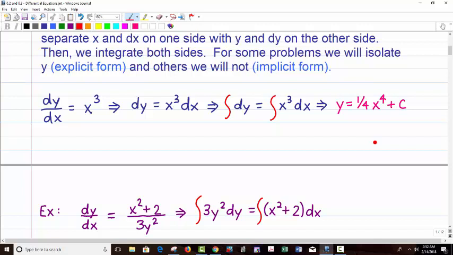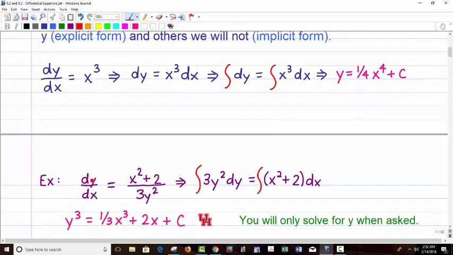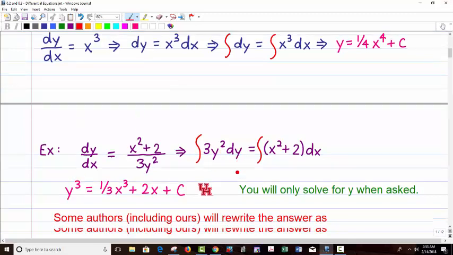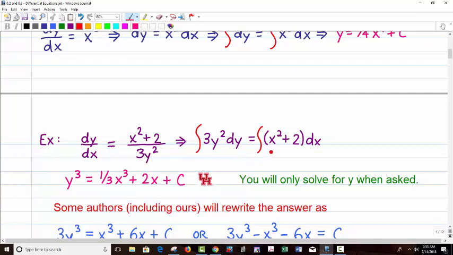dy dx equals x squared plus 2 divided by 3y squared. Now, this one's pretty easy to separate algebraically. You just kind of cross multiply, and you've got it in one step. So 3y squared dy, there we go. And this way you have x squared plus 2. And then you integrate both sides, so the antiderivative of 3y squared dy will be y cubed. And the antiderivative of x squared plus 2 would be 1/3 x cubed plus 2x, and then your plus c.